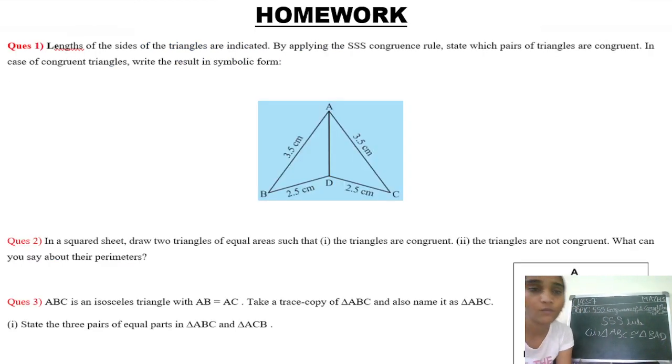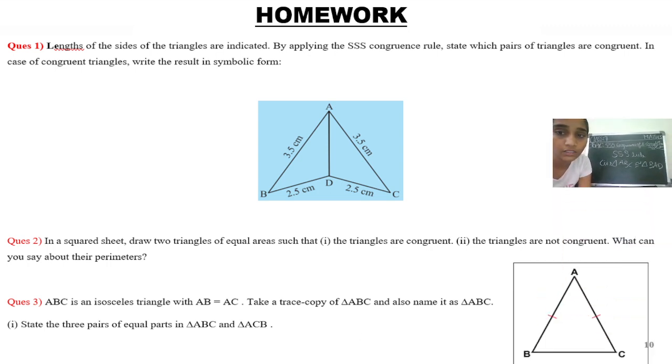Now students, it's homework time for you. First, we have given the lengths of the sides of the triangles. You have to apply the SSS rule and state which of the following pairs of triangles are congruent. And question 2: in a square sheet, you have to draw two triangles of equal area such that the triangles are congruent, and such that the triangles are not congruent. What can you say about the perimeter, students? Find out their perimeters and infer something about them.